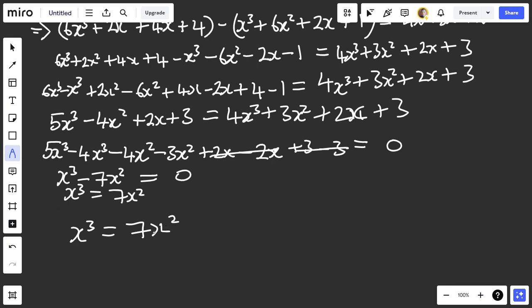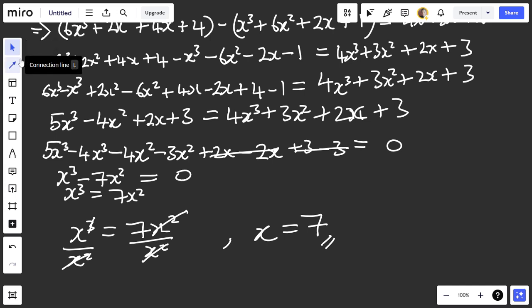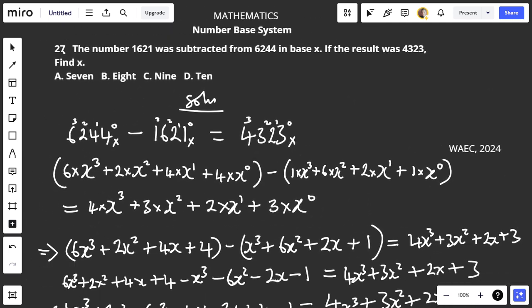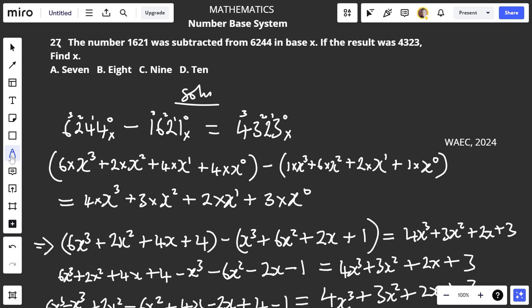So you see that there are two x here. If you divide both sides by x squared, this x squared will cancel this x squared, while this x squared will cancel 2x squares from here. You know, x raised to 3 means x times x times x. So 2 of it will go. So you'll be left with what? x equals to 7. So our x equals to 7. So the base at which that operation was performed was base 7. Option A. Thank you.